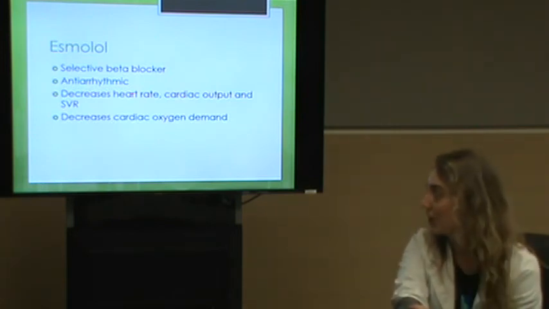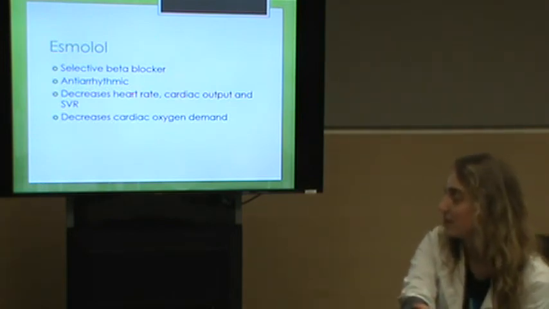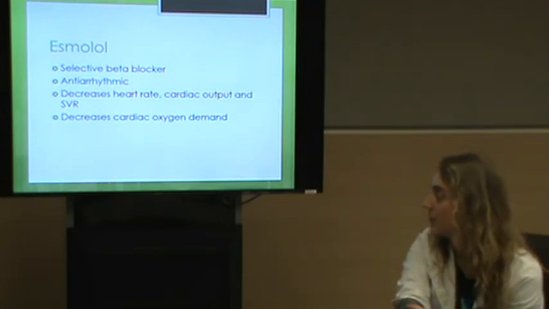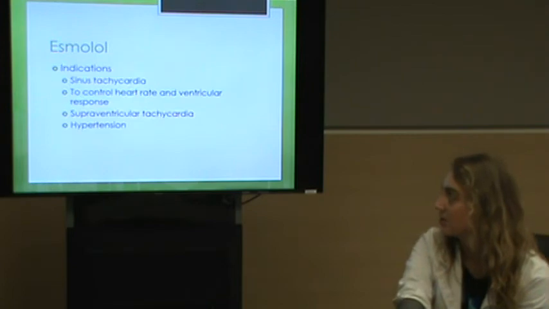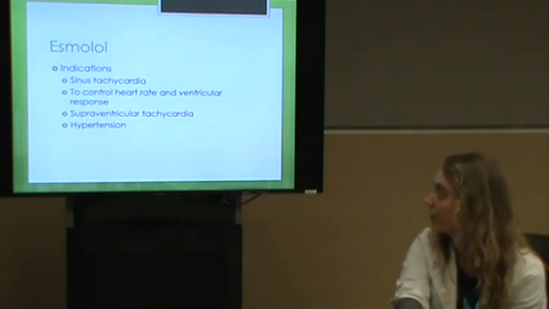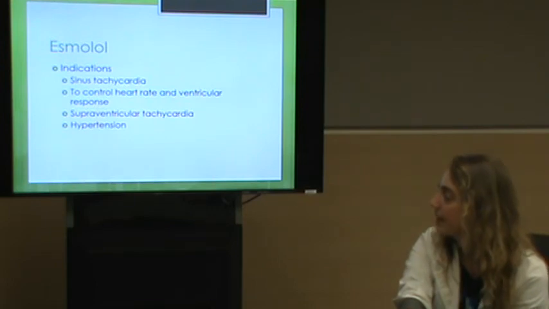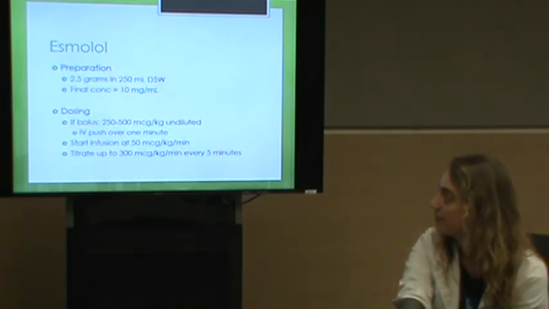Then we have esmolol, which is a selective beta blocker, but it is also an antiarrhythmic. It decreases your heart rate, cardiac output, and SVR, and it decreases the cardiac oxygen demand. So it can be used for sinus tachy, to control your heart rate and ventricular response, for SVTs, and for hypertension. Again, this is another one that comes as a premix.